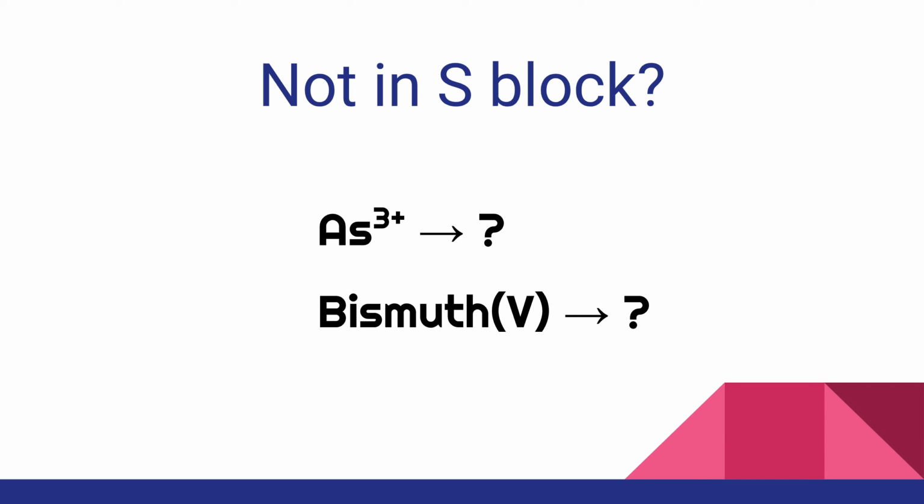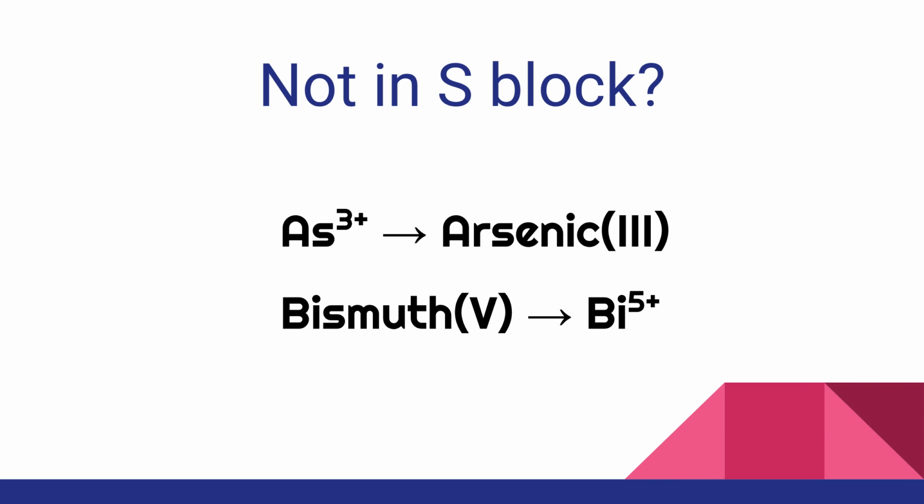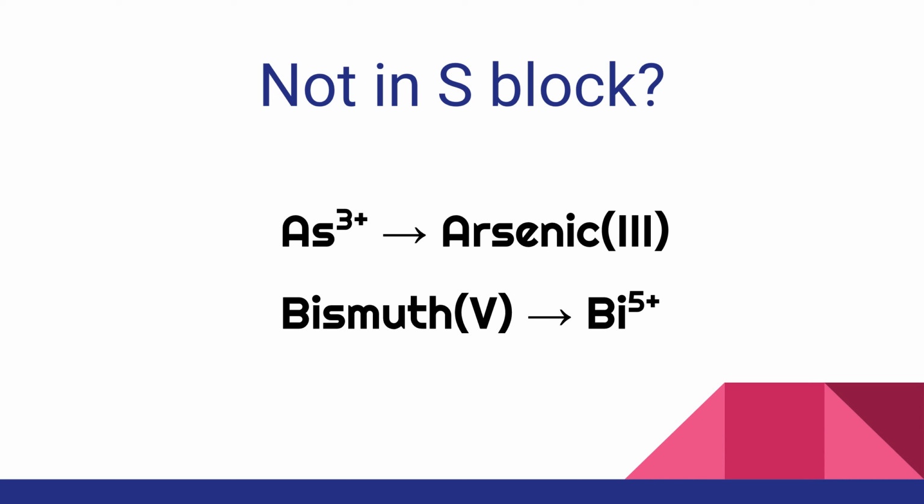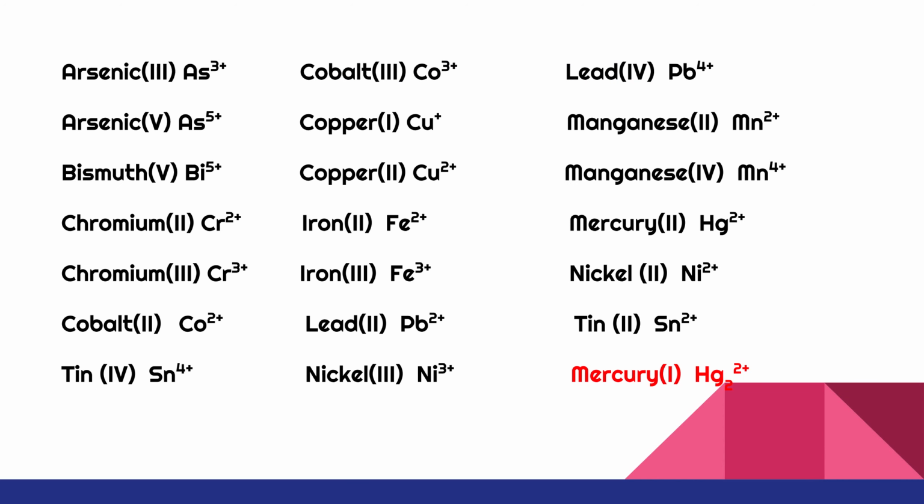So let's say As3 plus. As is arsenic, and arsenic is not in the S block, which means it's just going to be arsenic 3 plus, and you just take that and you put the 3 in the Roman numeral. Bismuth isn't in the S block. This is saying it's 5, so you just write Bi 5 plus. Very simple, and you now know how to do all of these. So this is basically half of all of them, which is super legit, right?